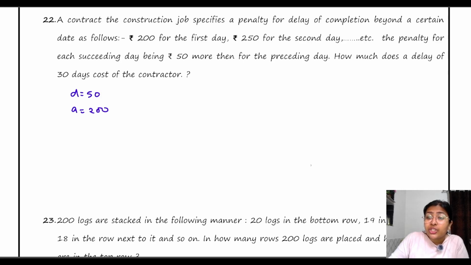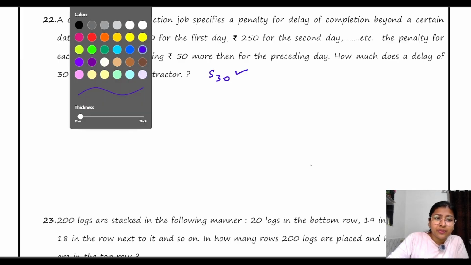Okay, how much does a delay of 30 days cost? It means in the contract there is a delay of 30 days. We need to find out S30 or A30. Yes, learners, what do we need to find out? Very good, S30, because they are asking how much a delay of 30 days costs, meaning after 30 days the work is done. So we need to find out the penalty for all the 30 days, which means we need to find S30. Very easy question. You can do it on your own.